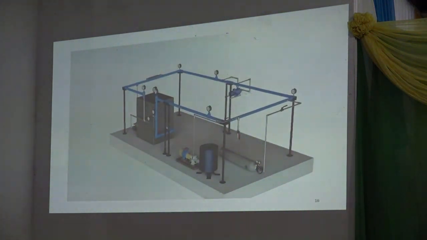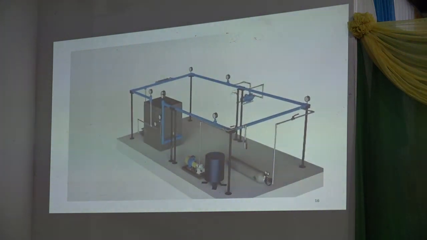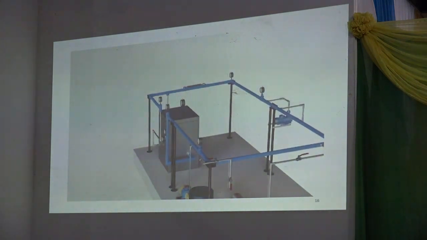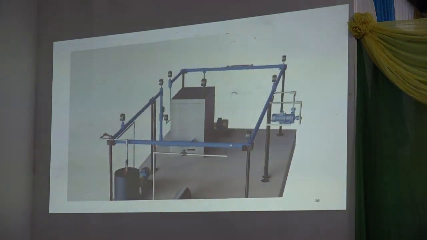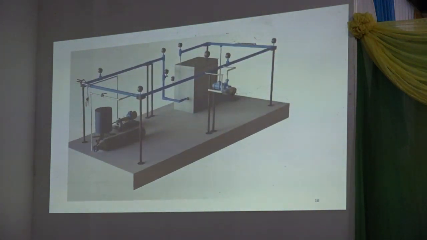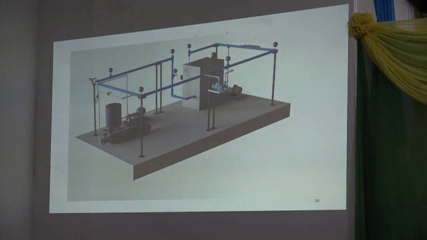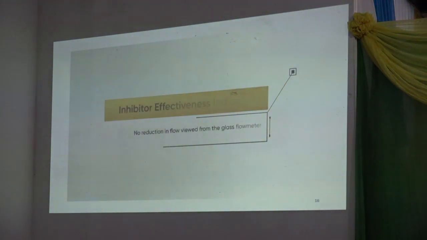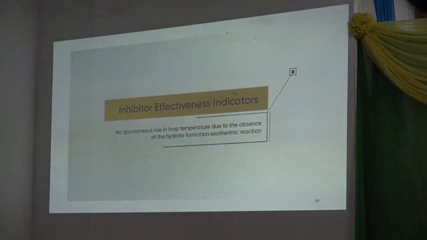When testing hydrate inhibitors, the inhibitor is mixed with water and pumped into the loop to make up the 435 milliliters. The gas is injected to increase the loop pressure to 150 psi, and the cooling water is circulated around the loop. Inhibitor effectiveness is indicated by 1. No reduction in flow viewed from the glass flow meter. 2. No spontaneous rise in loop temperature due to the absence of the hydrate formation exothermic reaction.